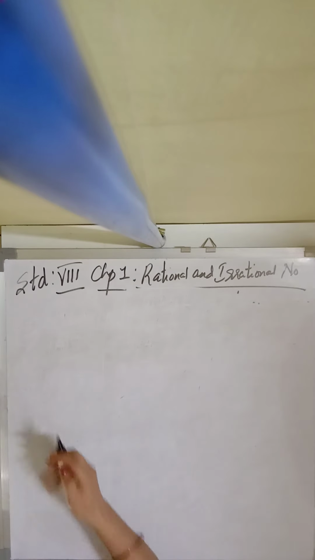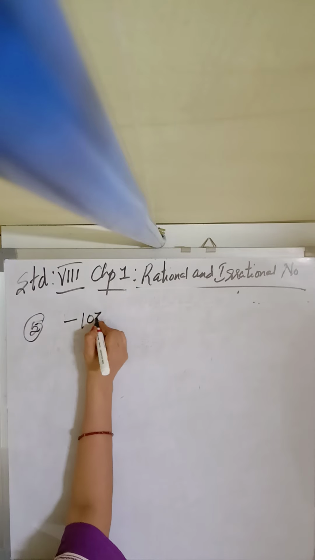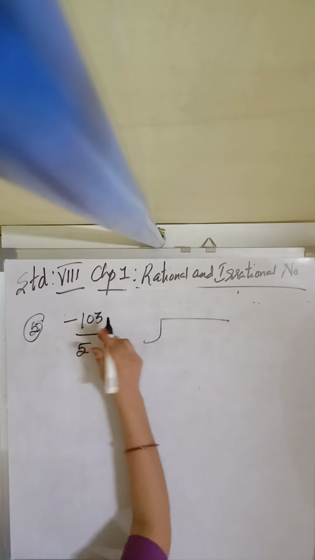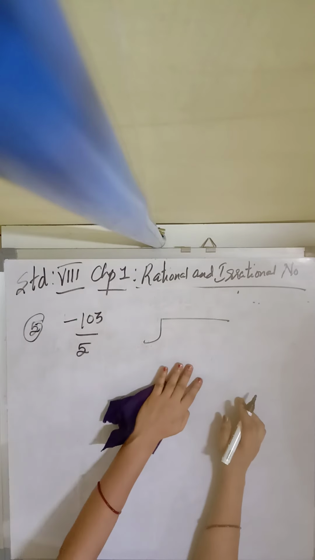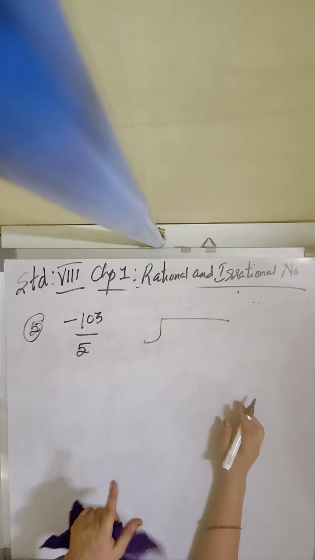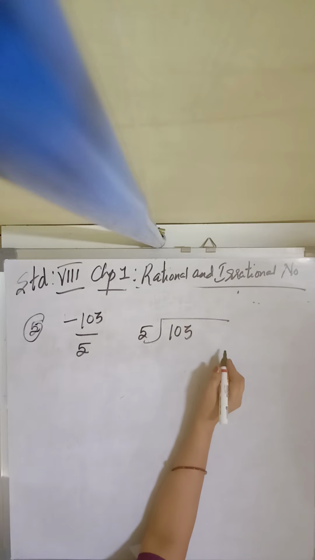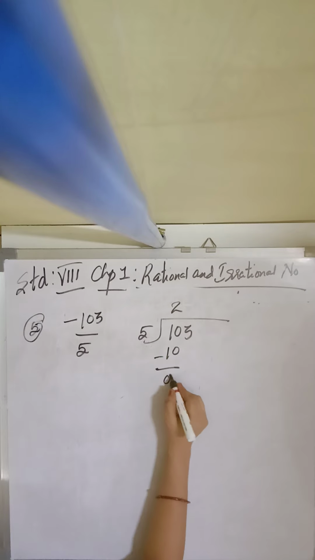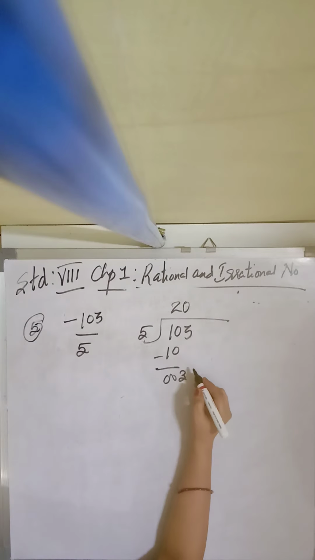Now the fifth sum is, since one negative sign is given, what is the fifth question? Minus 103 upon 5. Now see children, remember whenever there is a negative sign, when you are dividing, ignore the negative sign, and then in the answer we will be writing the negative sign. So this is 103 and this is 5. Now we know 5 ones are 5, 5 twos are 10. 0, bring down 3, not possible, so we will be taking 0.